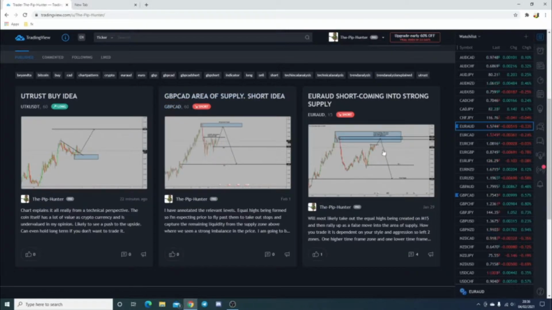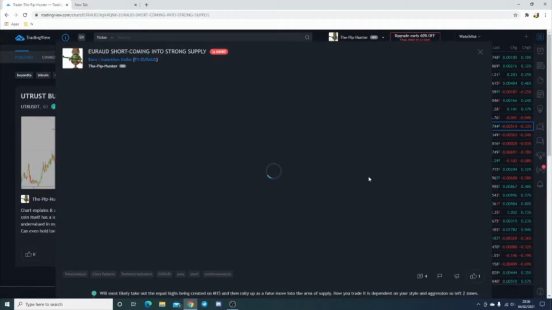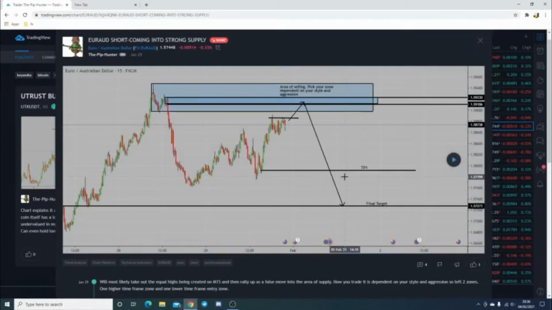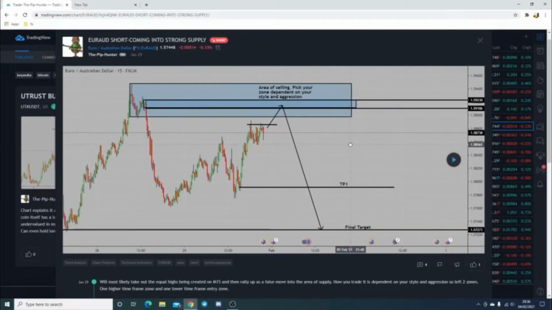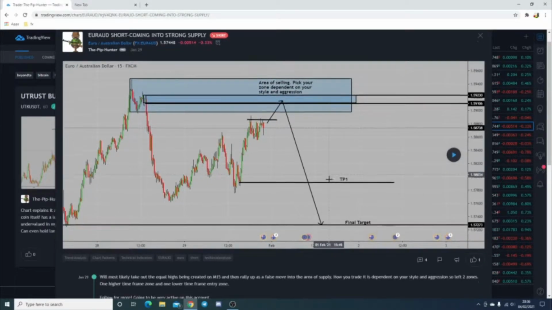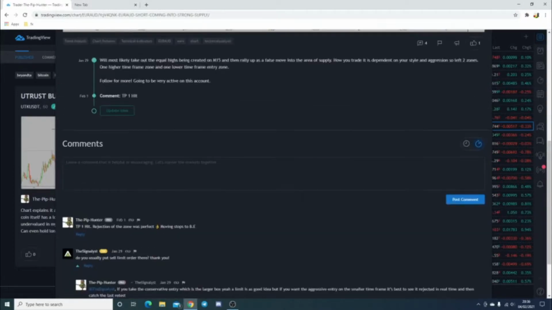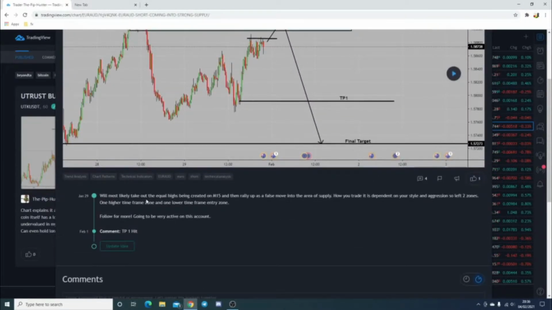But what I want to do is go over the breakdown for Euro AUD. So let's get right into that. I'll break it down on the chart, what exactly happened, but essentially I've written it down here so you can see. We'll most likely take out the equal highs being created on M15 and rally up as a false move into the area of supply.